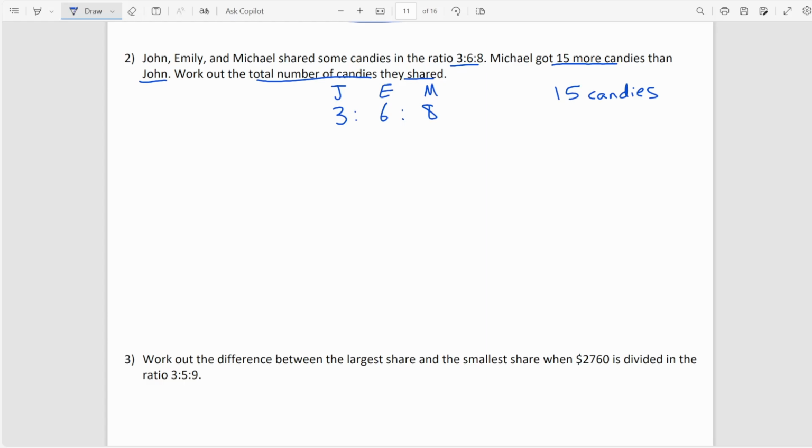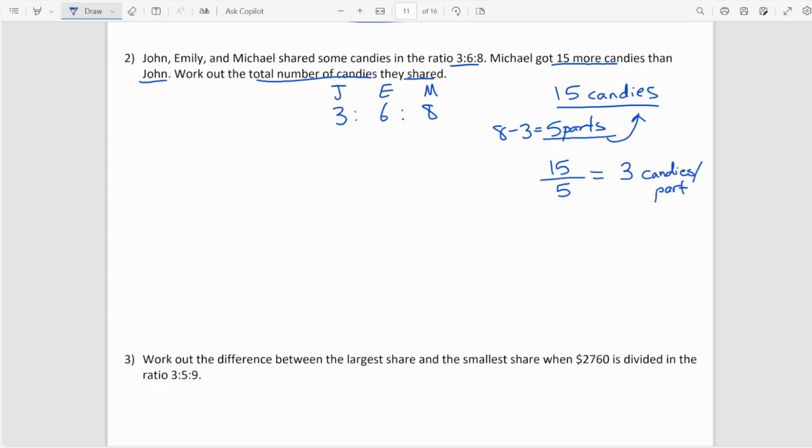To know the total number of candies, firstly, I need to know what does one part of candy represent, okay? We have 15 candies that Michael got more than John. So let's take a look here. This is Michael, this is John. What is the difference between their parts? 8 minus 3, which is 5 parts. Now, this 5-part difference gave you 15 candies. So what does one part represent? I'll divide 15 by 5. We'll get 3. So 3 candies per part, basically.